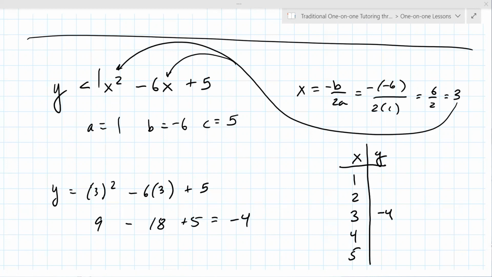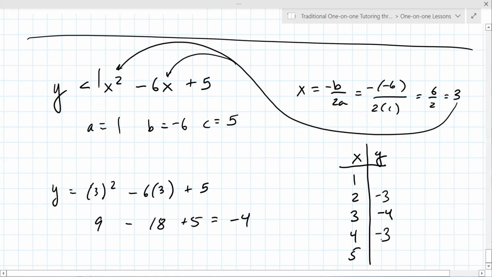I got negative 3. Yes, that's correct. Okay, so what's nice is by symmetry, 4 is also minus 3. Okay, so if you could try either 1 or 5, and let me know what you come up with.